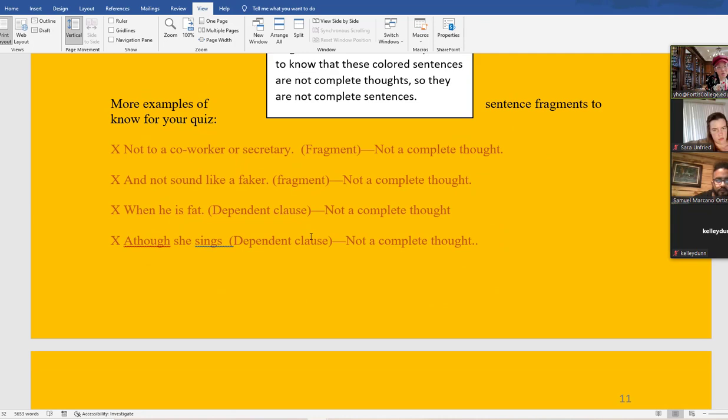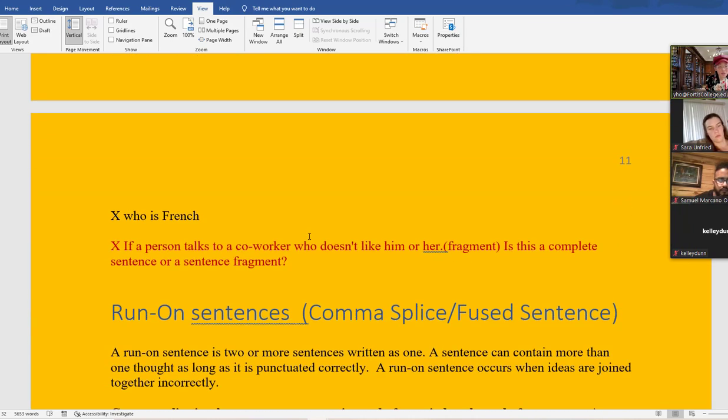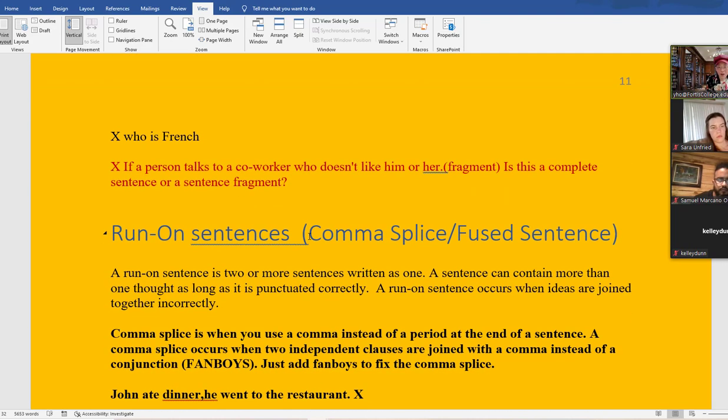So here are more examples of sentence fragments. "Not to a coworker or secretary" is not a complete thought, so it's a fragment. "Not sound like a faker" is a fragment. It's not a complete thought. "When he is fat" is not a complete thought. And "although she sings" is a dependent clause, it's not a complete thought. "If a person talks to a coworker who doesn't like him or her" is also a sentence fragment.